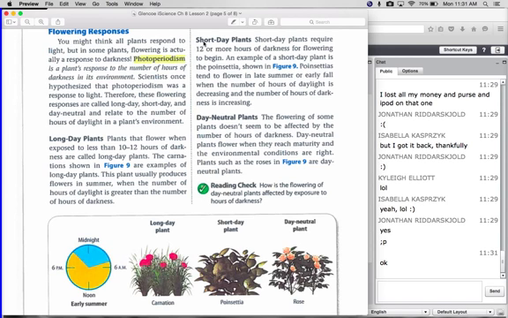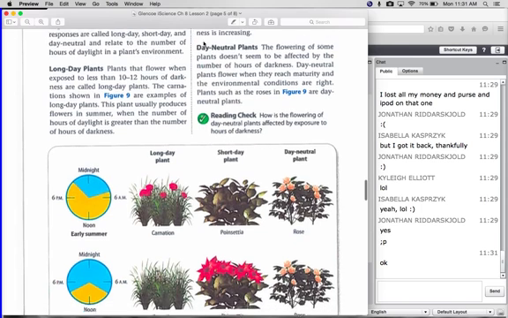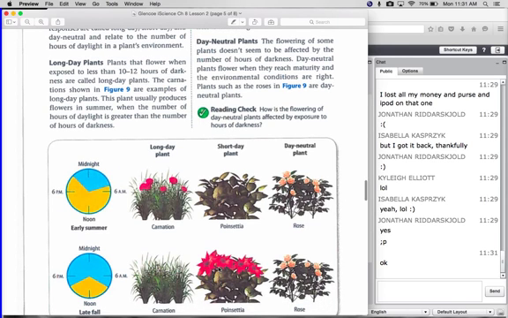Short day plants require 12 or more hours of darkness for flowering to begin. For example, a poinsettia, which is these red flowers that you see mostly during Christmas time, right? Those require more than 12 hours of darkness. That's why they bloom during the winter when there are around 12 hours of darkness. Make sense to you?